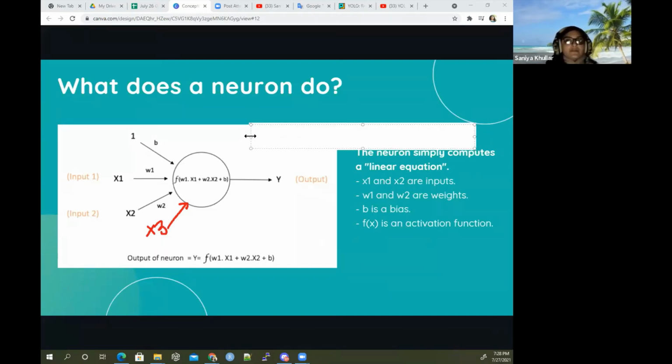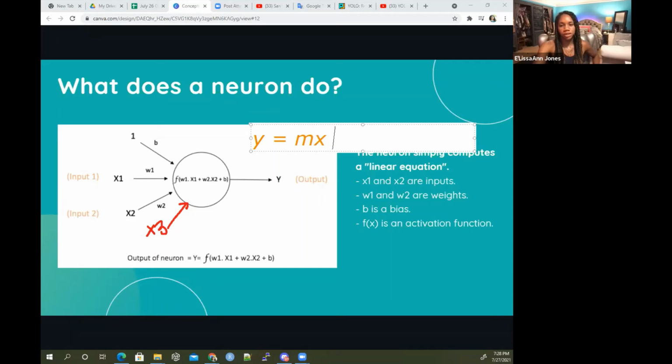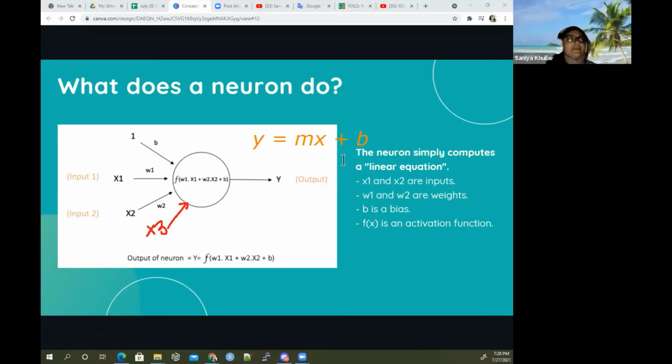Does anybody know what slope-intercept form is? Y equals? mx plus b. Yeah, thank you guys. And do you know what this b is? The y-intercept. So similarly, we can also add in a bias. That's also called a bias term, and these are things in front of your x.